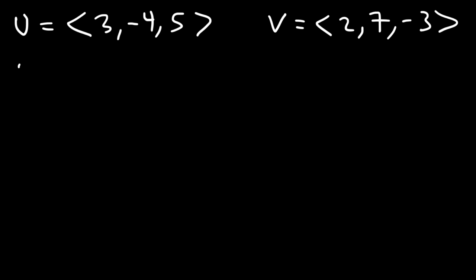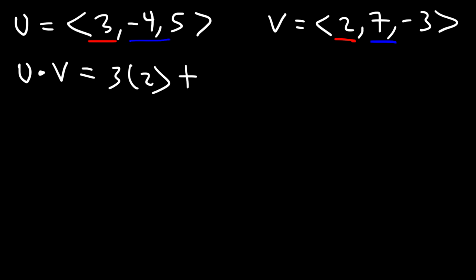So let's follow the same process. Let's begin by calculating the dot product of those two vectors. So let's multiply the x components together, and that's going to be 3 times 2. And then let's multiply the y components together.